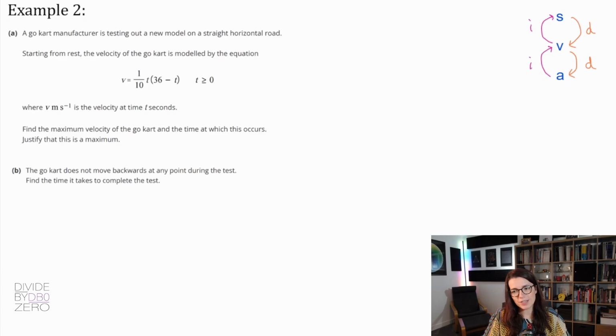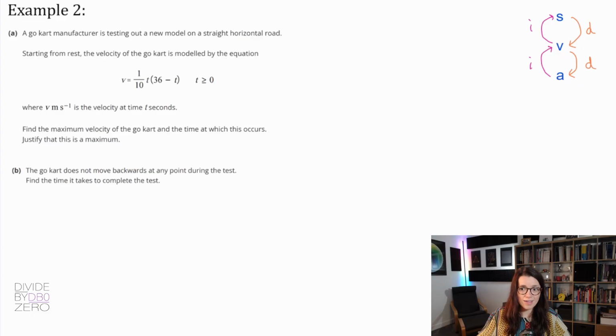Example 2. A go-kart manufacturer is testing out a new model on a straight horizontal road. Starting from rest, the velocity of the go-kart is modelled by the equation v equals 1/10 t (36 minus t). We're told that t is always greater than or equal to 0, which makes sense because t is time. Part A says find the maximum velocity of the go-kart and the time at which this occurs. Justify that it's a maximum.